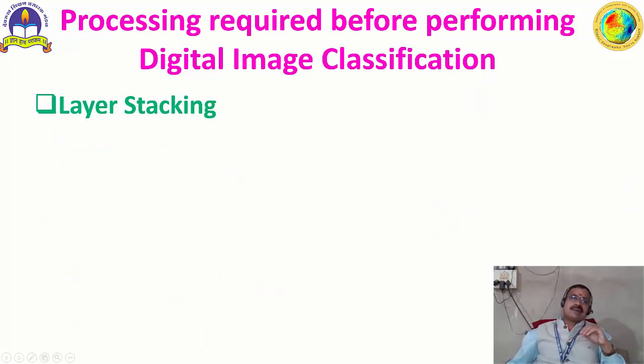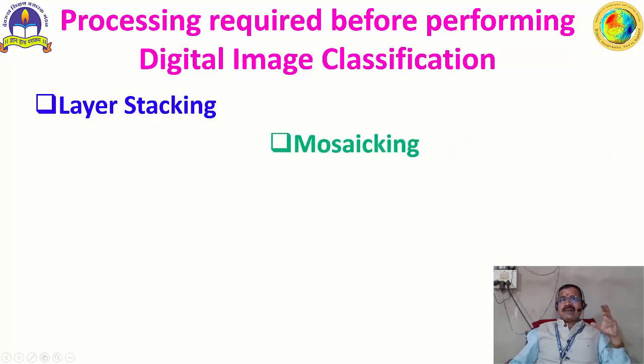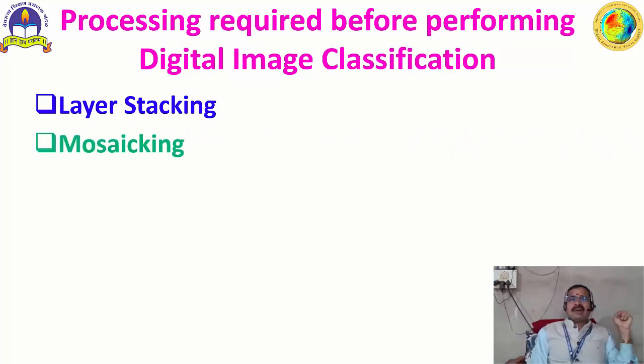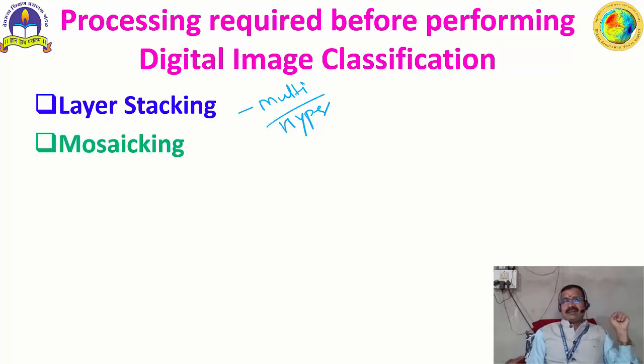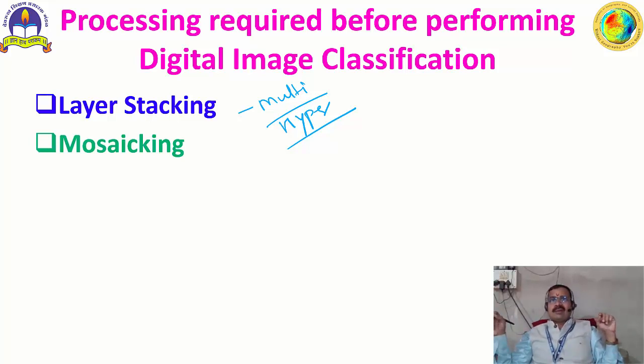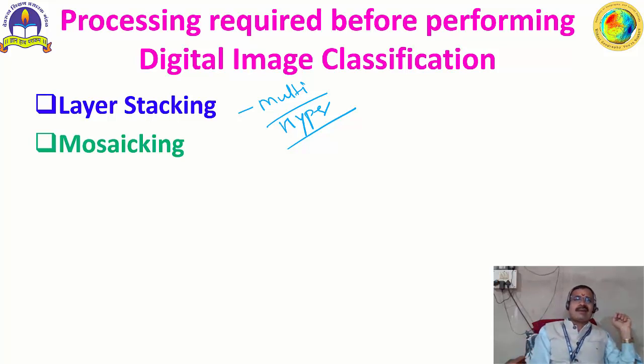Before digital image classification, certain digital image processing is required. For that purpose, layer stacking is the first step, because you are downloading multispectral or hyperspectral data, and in that data each band represents the same information with different DN values. You need to convert that single band data into a digital image, and for that purpose layer stacking is the first and most important process.